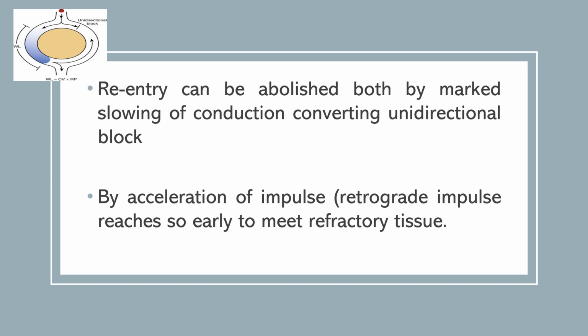Another is the acceleration of the retrograde impulse, so that it reaches early enough to meet the refractory tissue. So we can accelerate the impulse in this slow conducting pathway so that when it reaches this area, it has still not recovered from the refractory period. So by these two methods we can abolish re-entry, and for this we can use certain drugs.